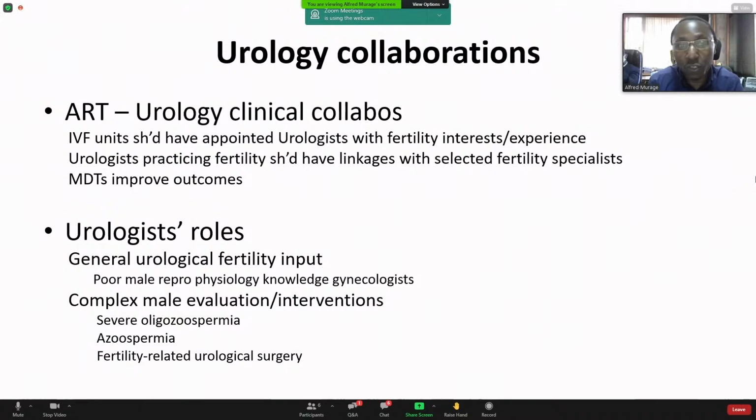Equally, I think urologists who see a lot of male fertility patients should have a linkage with ourselves, partly because they rarely would see the female partners and they might have some information missing that may sometimes be important in terms of how the couples get treated. Generally speaking, general gynecologists have very poor male reproductive physiology knowledge, and having a urologist at the other end of the phone is very important for ourselves.